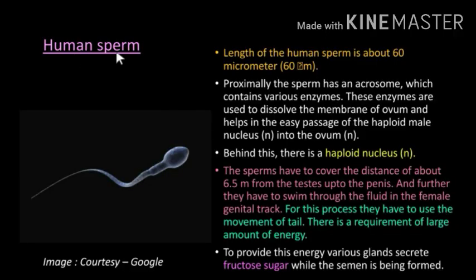The human sperm. The length of this human sperm is about 60 micrometers. This image is obtained from Google open source. Proximally, the sperm has an acrosome which contains various enzymes. These enzymes are used to dissolve the membrane of the ovum and help in the easy passage of the haploid male nucleus into the ovum. Behind this, there is the haploid nucleus. At the tip, there is the acrosome which contains the enzymes, and behind that acrosome there is a haploid nucleus.